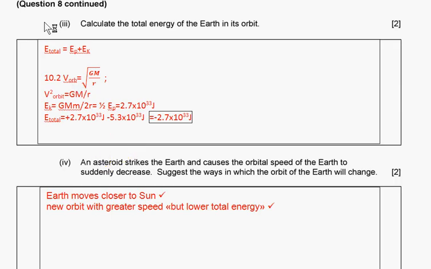Calculate the total energy of the Earth in its orbit. Total energy will be potential plus kinetic. Section 10.2 gives us the orbit speed of Earth. If we rewrite this, kinetic energy will be exactly equal to half the potential energy. So we found how much the potential energy is, and we divide by 2. So total energy will be kinetic energy minus potential energy, minus 2.7×10^33.